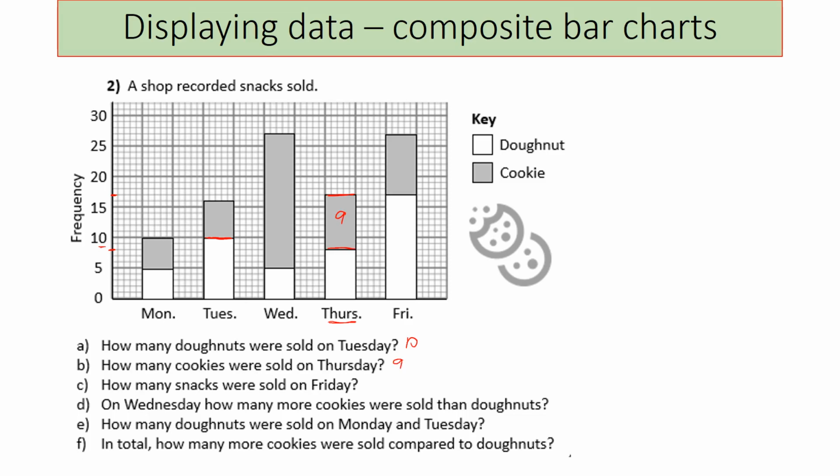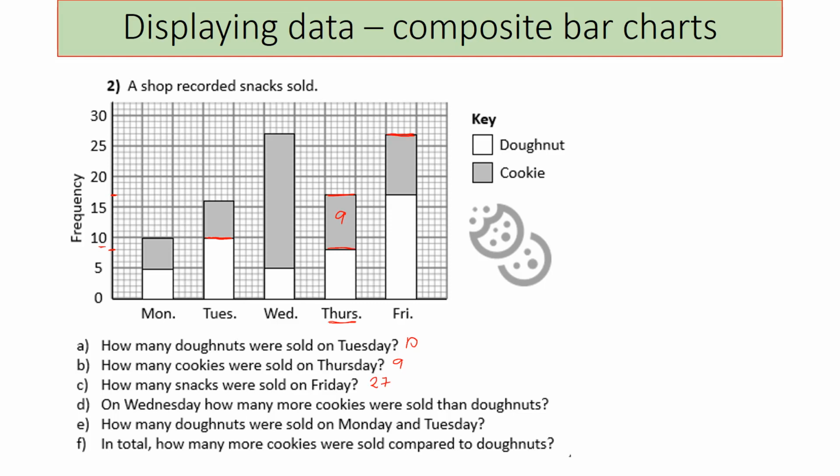How many snacks were sold on Friday? Because we're asking about snacks, that includes both donuts and cookies, so we're looking at the height of the whole bar. And that is 27.